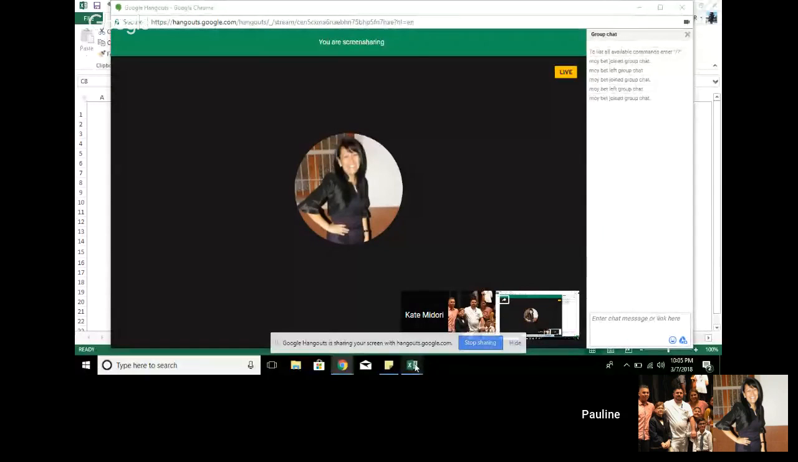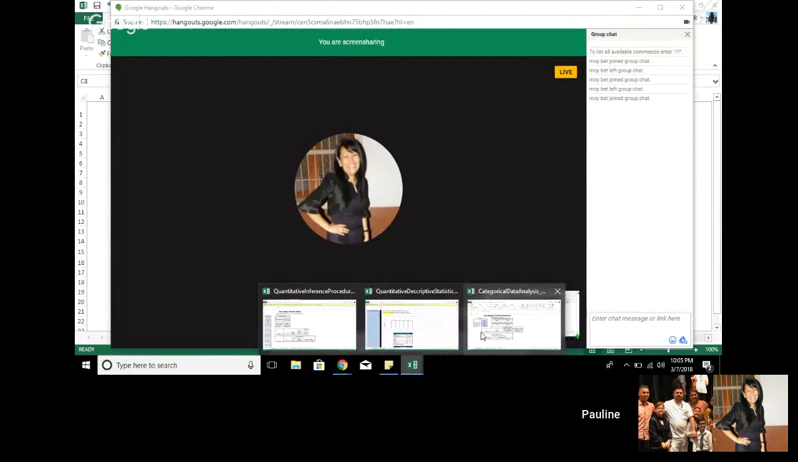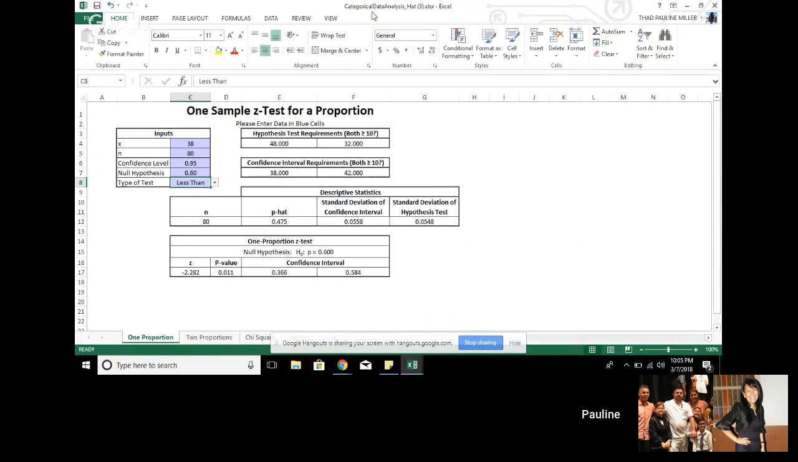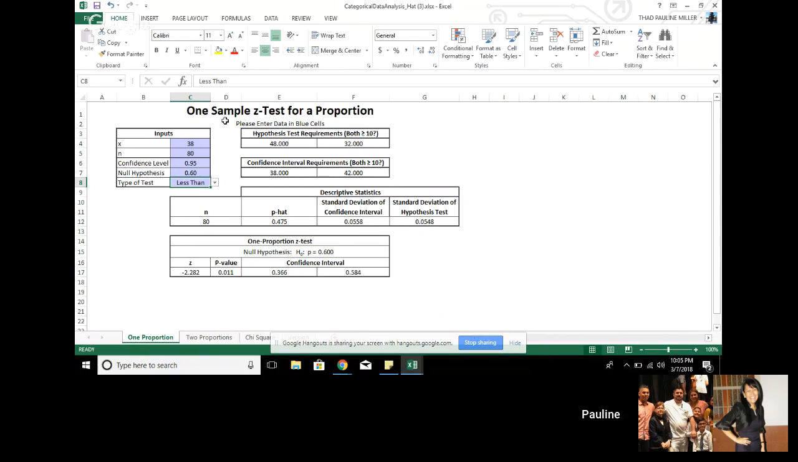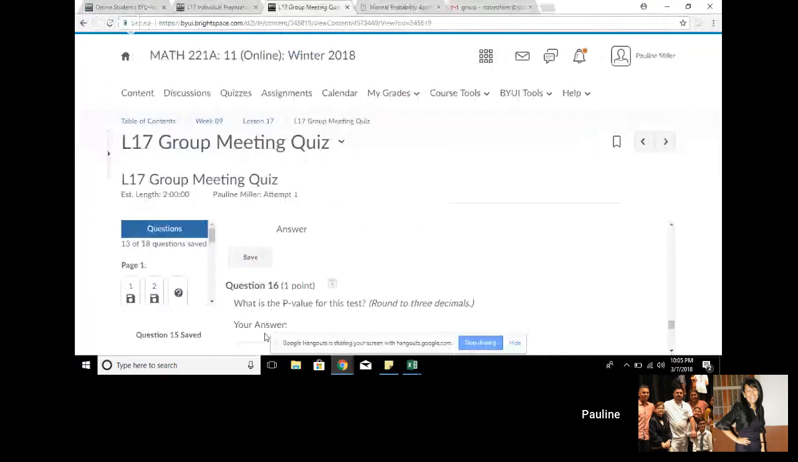Did you guys watch the videos for this chapter yet? No, I didn't watch the videos. Okay, so they brought up this new applet here. It's the categorical data analysis applet, and all you have to do is one sample z-test for a proportion. That's what I have open right here.